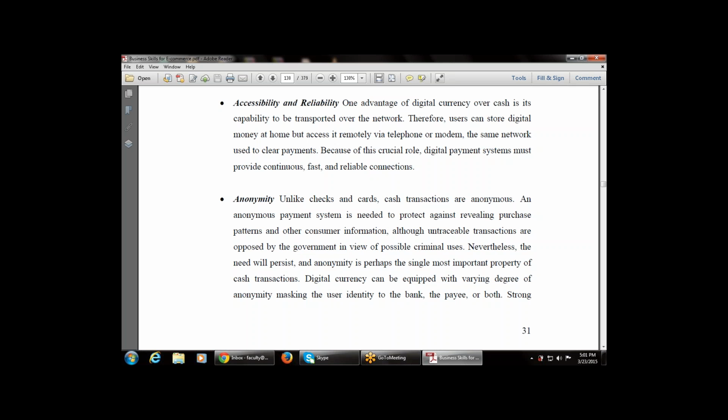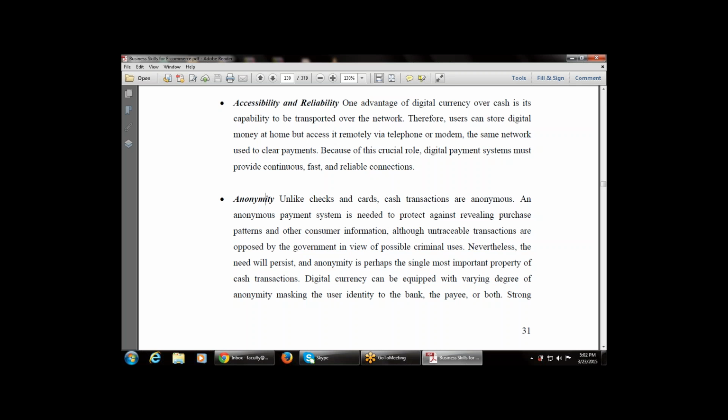An anonymous payment system is needed to protect against revealing purchase patterns and other consumer information. Revealing purchase pattern means the continuing purchase pattern used with the e-payment system, and other consumer information. Although untraceable transactions are opposed by the government in view of possible criminal usage, the need will persist, and anonymity is perhaps the single most important property of cash transactions.